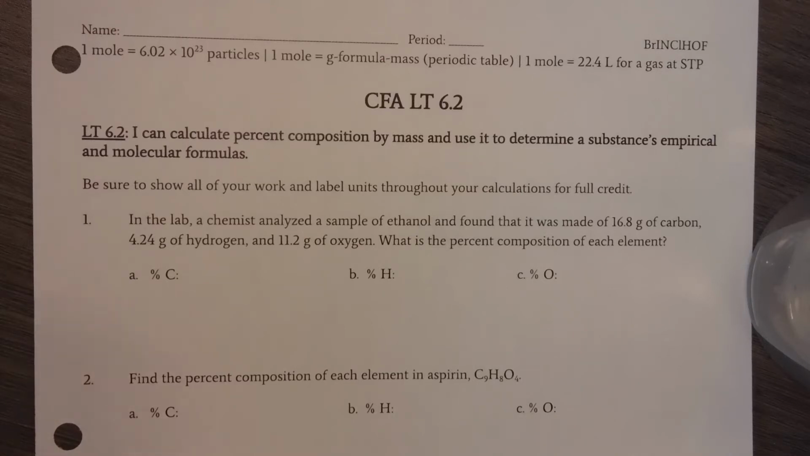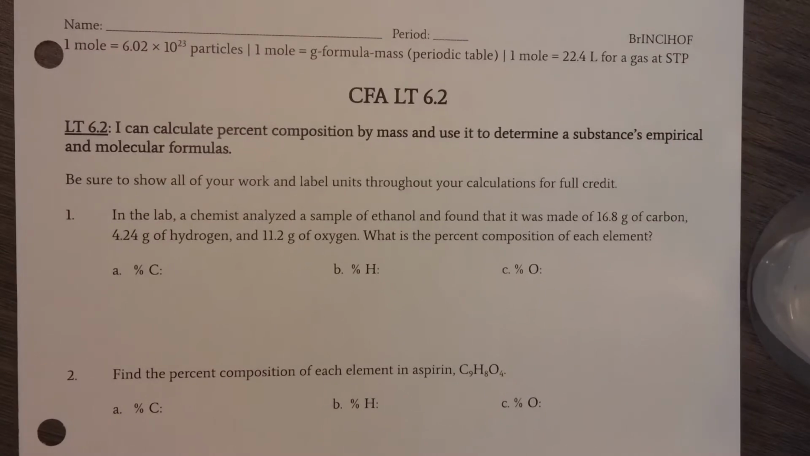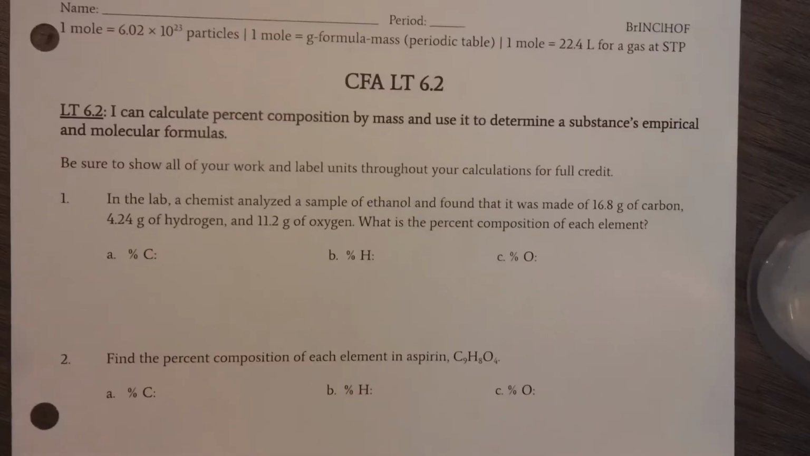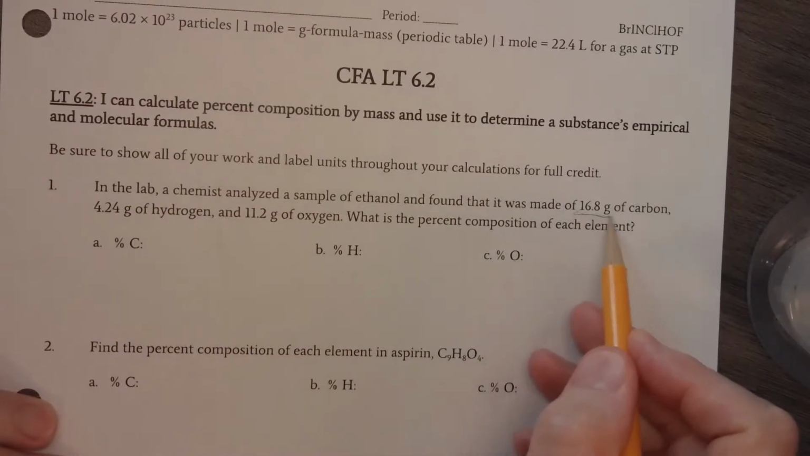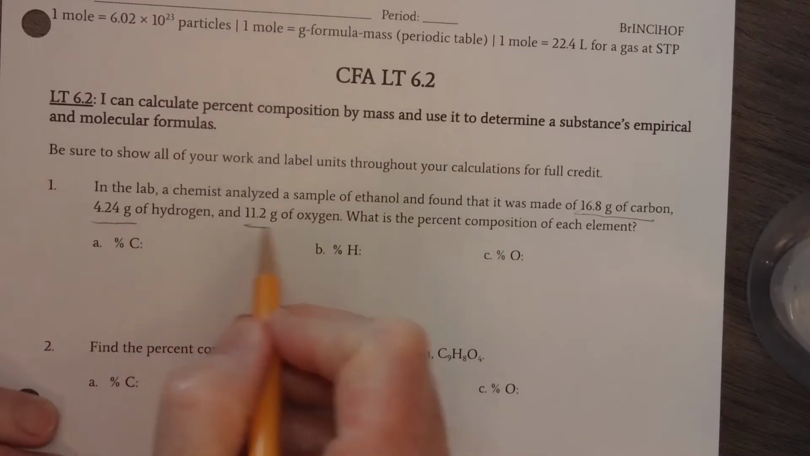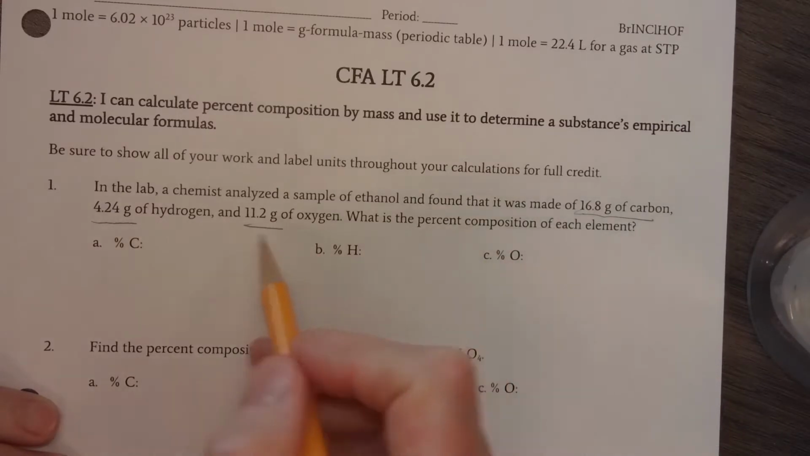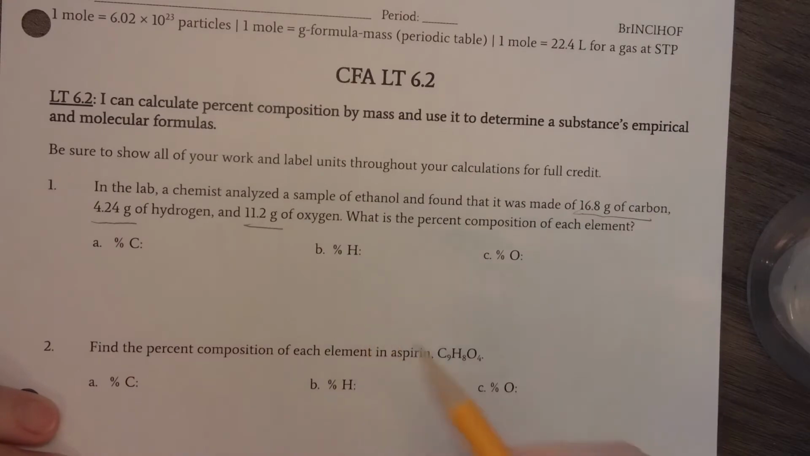All right, now that you've got your CFA Learning Target 6.2 returned, I wanted to make sure that you understood any questions you may have missed. The first type of question has to do with when you're in the lab. And we measured 16.8 grams of carbon, 4.24 grams of hydrogen, and 11.2 grams of oxygen in this sample of ethanol. And so the first thing, in order to find percent composition, we need to know the total.